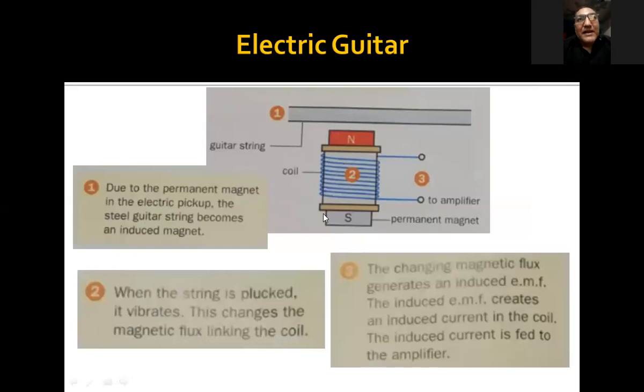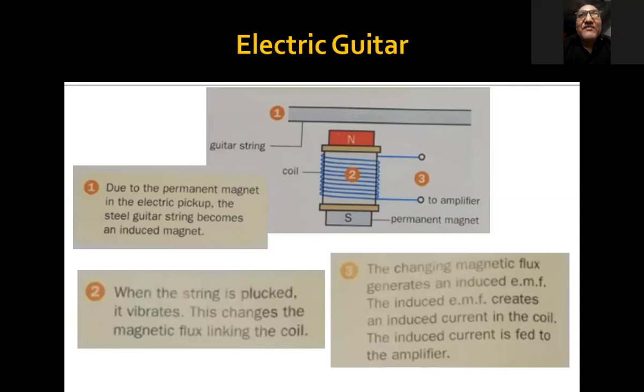In the pickup we have a permanent magnet, and on that we have a coil, and due to the presence of this magnet, due to magnetic induction, the steel string will also become magnetized. And when you pluck it, the string vibrates. So it's like a magnet vibrating, moving. Because this string, which is a magnet, is moving, its magnetic flux passing through this coil will change, and due to the changing magnetic flux through this coil, the EMF will be induced, a small current will be induced, which will be used as a signal.